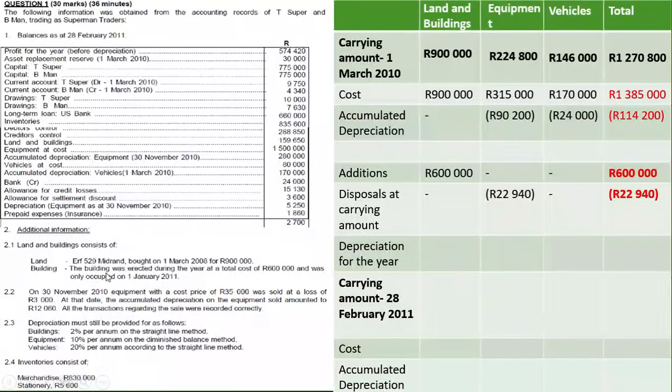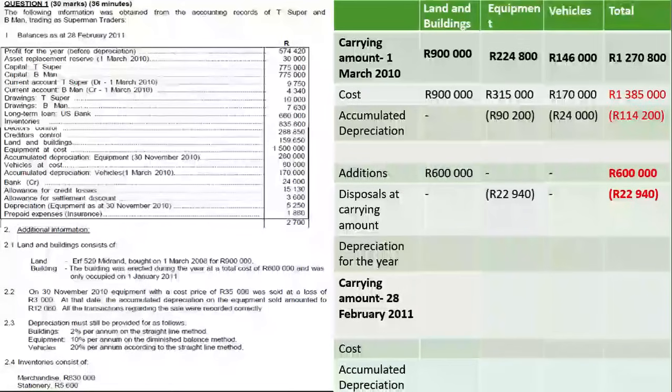Now let's read the description. It told us that the building was erected during the year at the total cost of 600,000 rand and was only occupied on 1 January 2011. So we only start depreciating the building at the time at which it was occupied, from the time at which it was occupied.